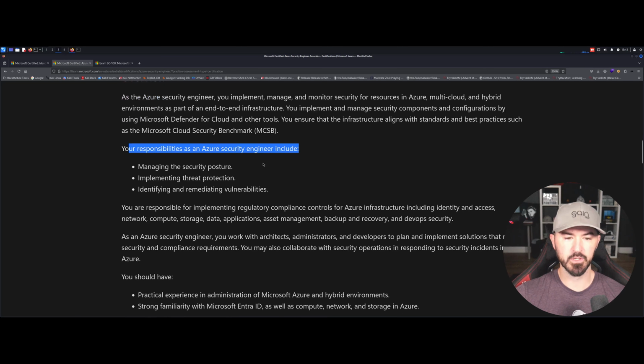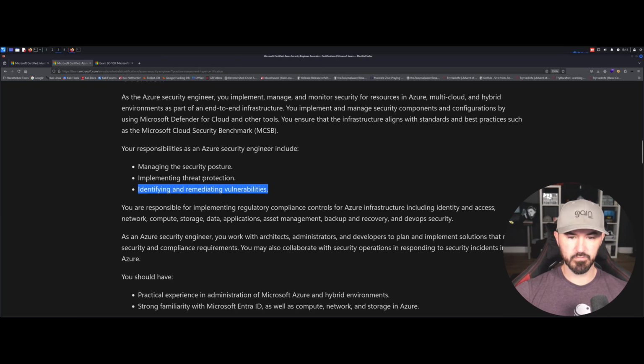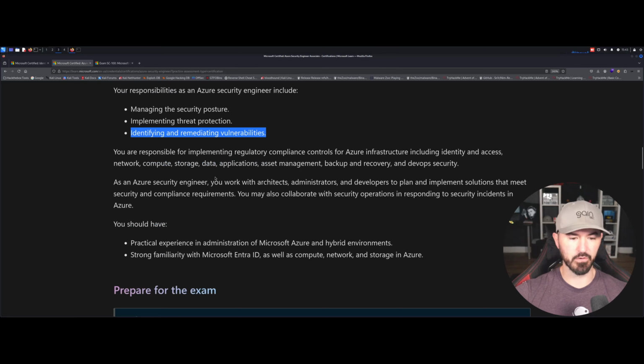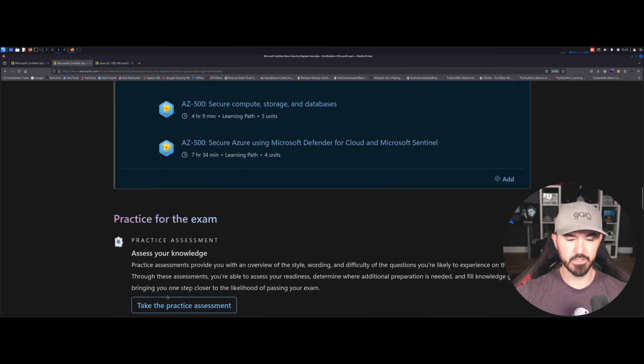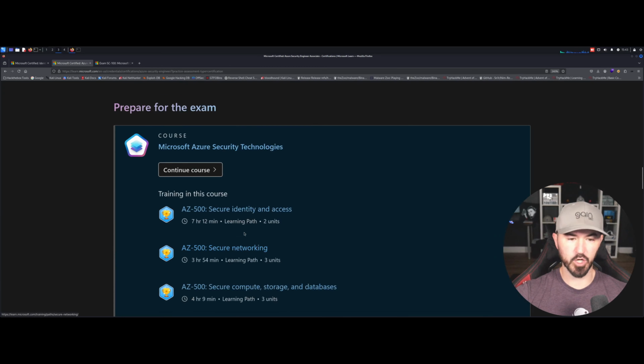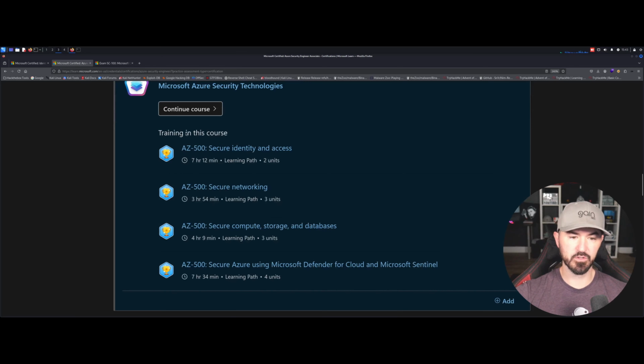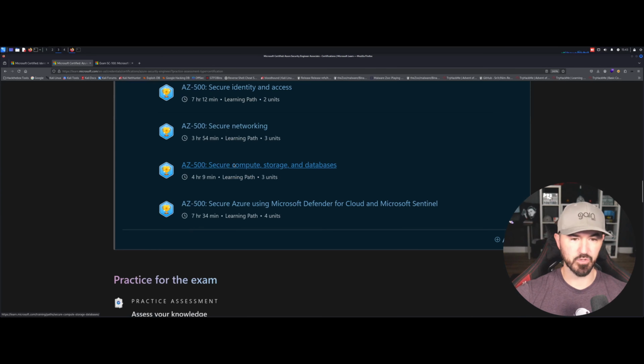So your responsibilities as an Azure Security Engineer are managing the security posture, implementing threat protections, identifying and remediating vulnerabilities. This is pretty much the main honcho here, right? And the same thing, I just went down, did my practice test, saw where I was at, and if I was garbage at one area, you just train in this course. Why is my mouse going bananas?